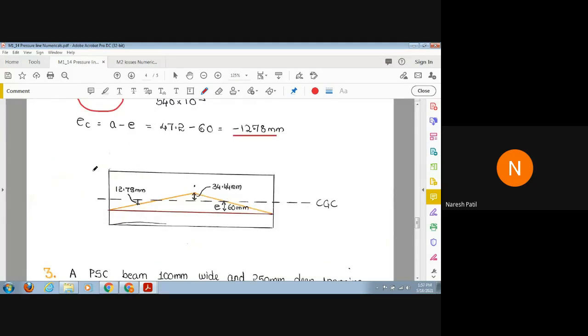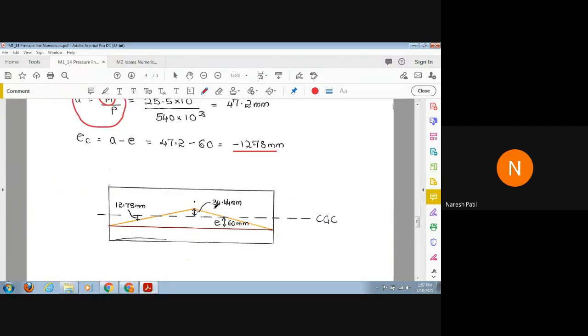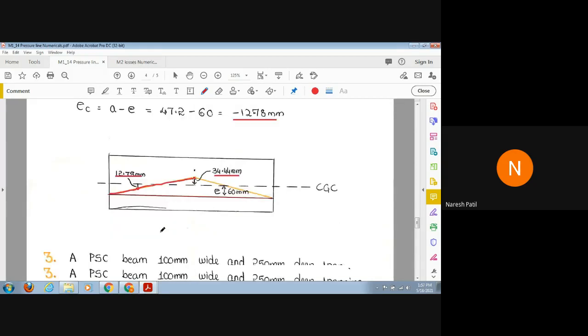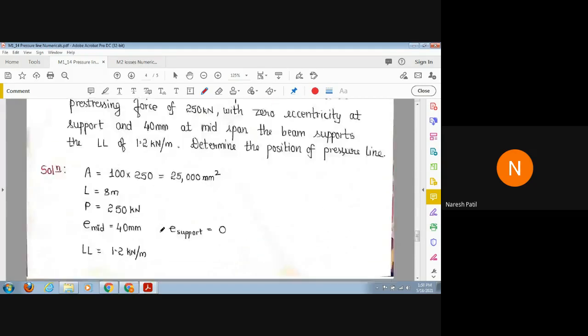Clear? Understood? Jyoti, understood? Yes, sir. Okay. So here, at mid span, EC was 34.44, and at quarter span it is 12.78. After getting these points, you join them with a straight line, because it is a concentrated load. For a concentrated load, the bending moment diagram will be triangular in shape. Okay. This type of problem you may get, and we have another problem.